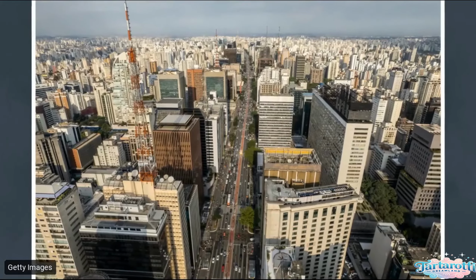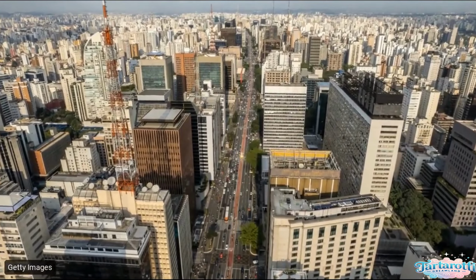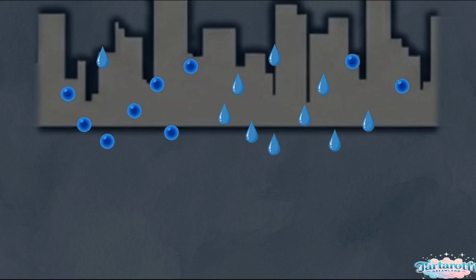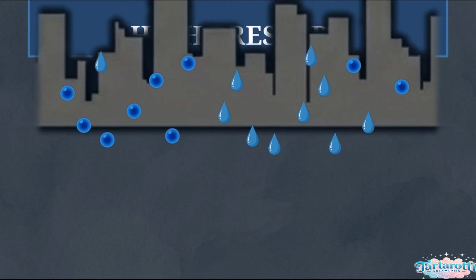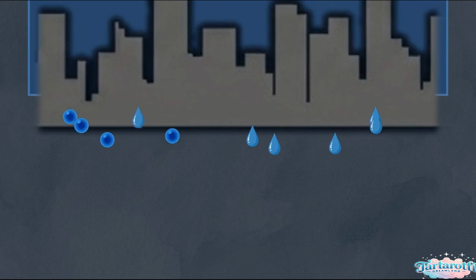Take the dense concrete skyline of São Paulo. When a cold polar mass hits this region, it is usually accompanied by high atmospheric pressure. That pressure forces air downward, violently pushing out the ambient moisture required to build clouds in the first place.